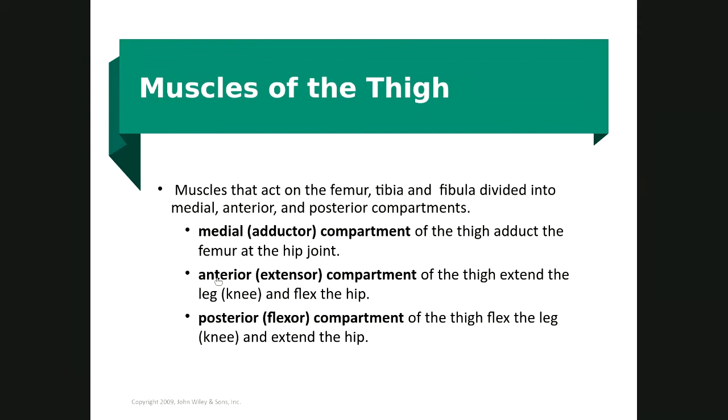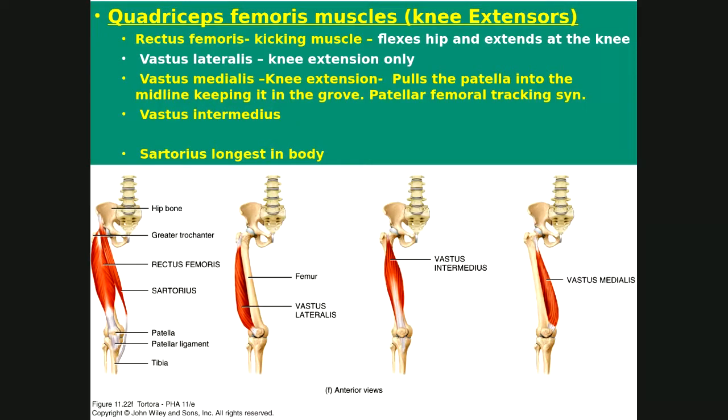The anterior group are considered the extensor compartment because they're primarily responsible for extending the leg or the knee and flexing the hip. The posterior compartment is considered the flexor compartment because they flex the leg or the knee and extend the hip. So let's look at the first group in the anterior compartment. The group is called the quadriceps femoris muscles. They are knee extensors. There are 4 muscles that are part of the quadriceps.